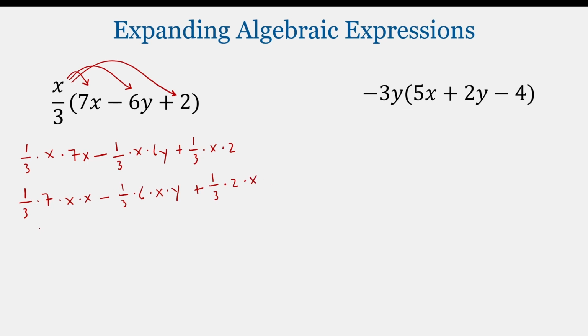Okay, 1/3 times 7, that's 7/3. And again, x times x is x squared. Minus 1/3 times 6, 6 over 3 is 2, xy. Plus, and then 1/3 times 2 is 2/3 x.